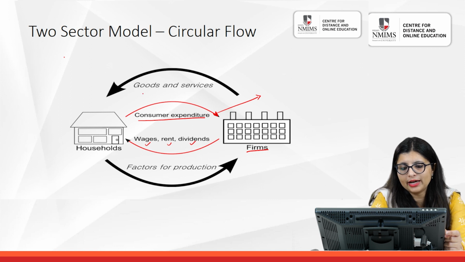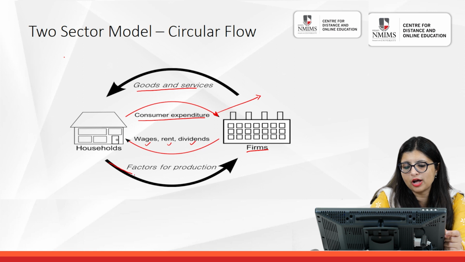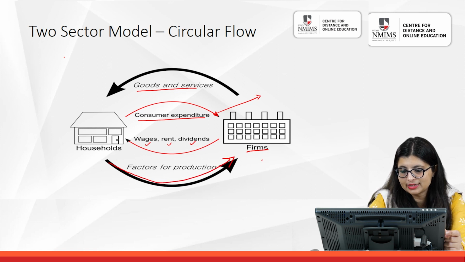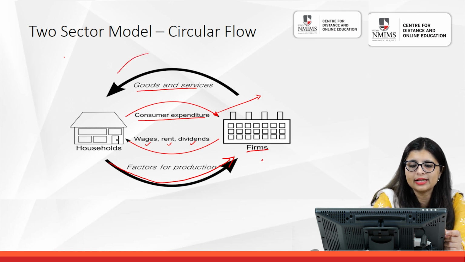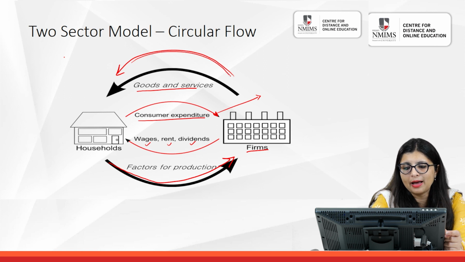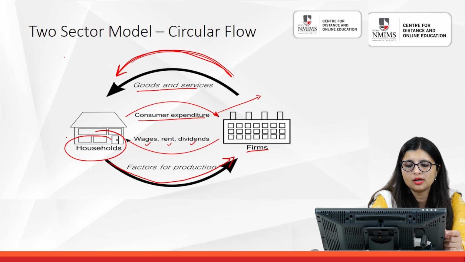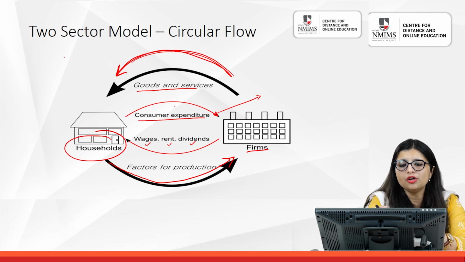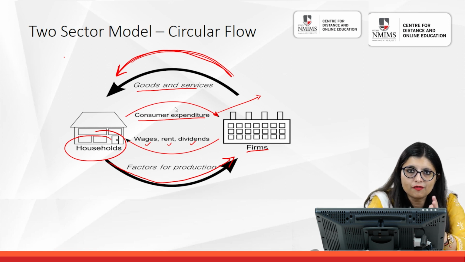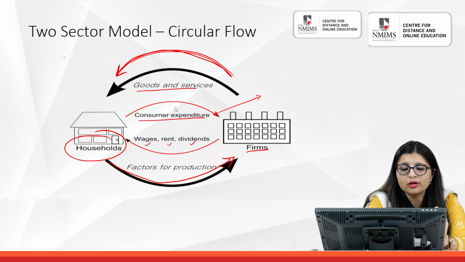The second one I told you was the real flow, in which the factor of production is used by the firm, that is NMIMS in this case, and in return NMIMS produces certain programs which are again utilized by the household. So in this way, in the circular flow, money is involved in the economy, which keeps the economy growing and flourishing.